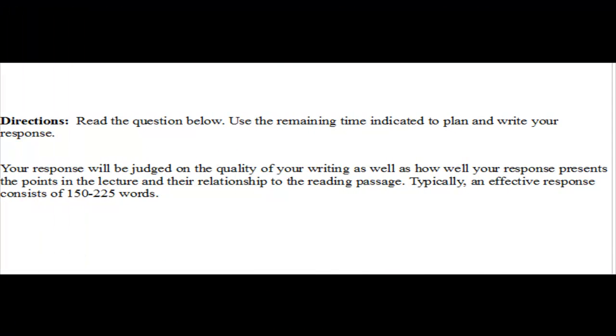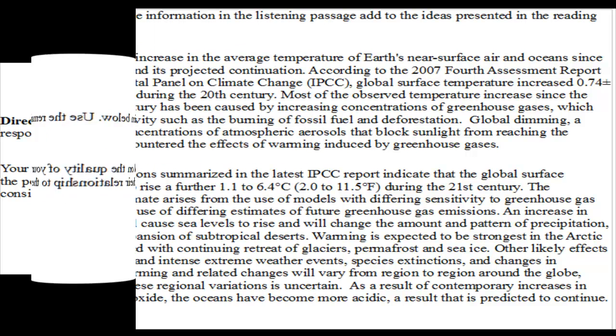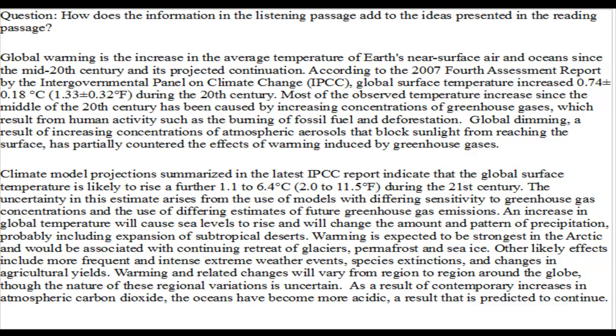Read the question below. Use the remaining time indicated to plan and write your response. Your response will be judged on the quality of your writing, as well as how well your response presents the points in the lecture and the relationship to the reading passage. Typically, an effective response consists of 150 to 225 words. How does the information in the listening passage add to the ideas presented in the reading passage?